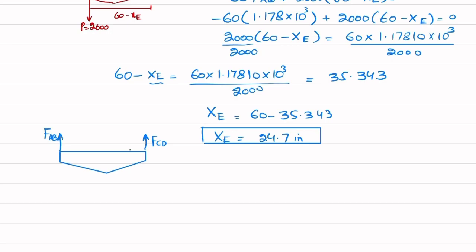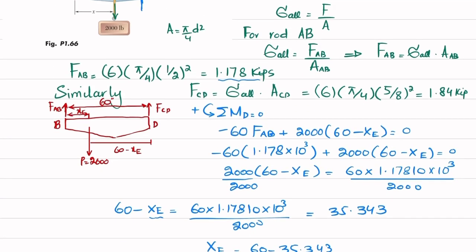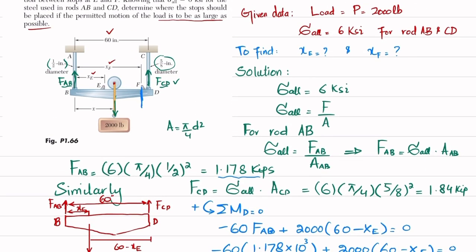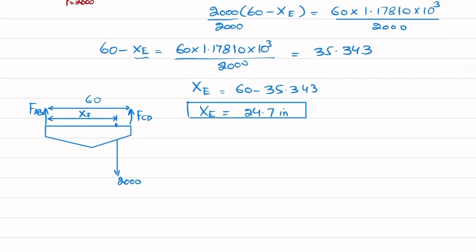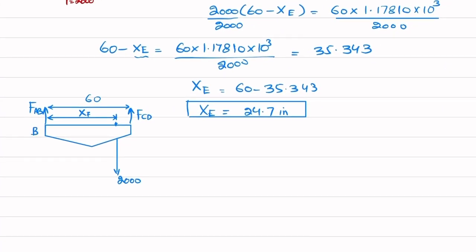Clear? Now you have this distance where the load is applied. Clear? And that is 2000 load. Total length is 60, and here this is the position of the second stopper, that is XF. I will show you. This is the XF. Now again, this is your point B and this is your point D.